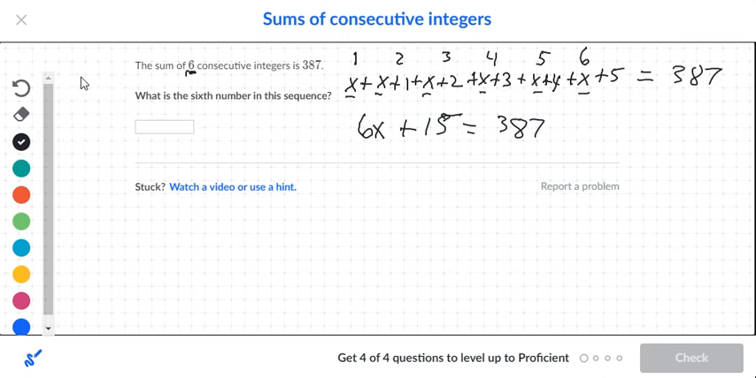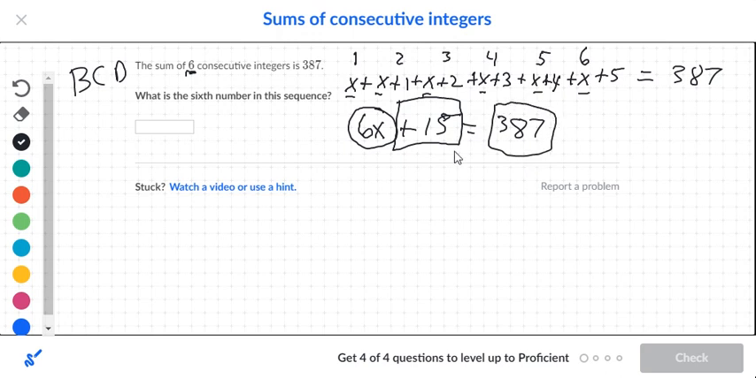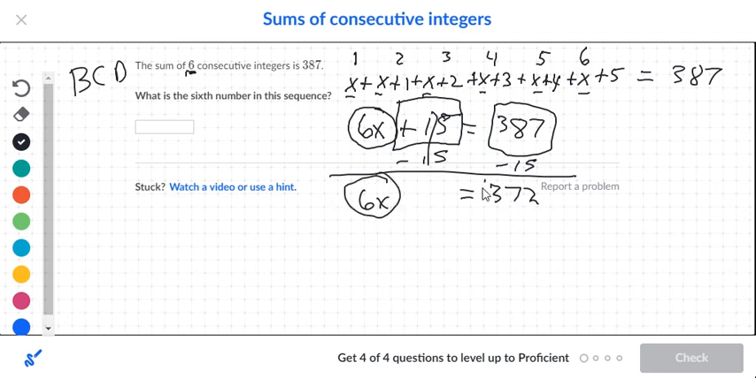So now I'm going to use my BCD rule. I'm going to circle the letters and box the numbers. Now I want to subtract 15, so only the box gets the minus 15. Cross this out. This gives me 6x equals 372. Now if I check this, I have one circle and I have one box.